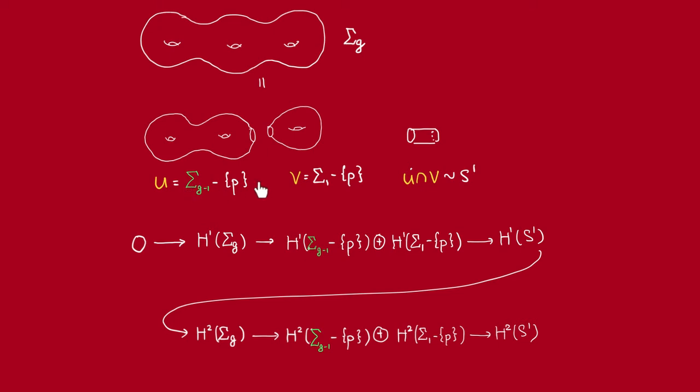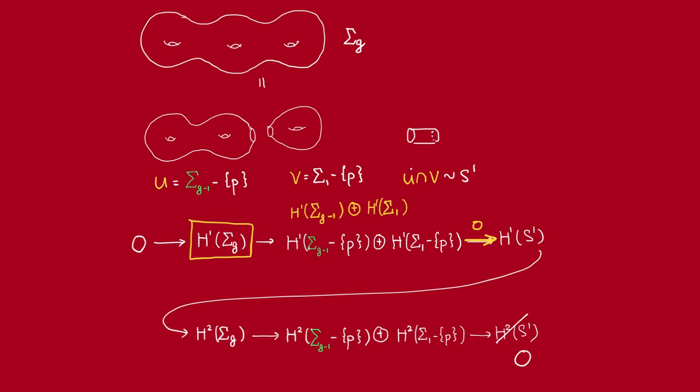Now because U, V, and U intersect with V are all connected, we can start the long exact sequence at H1. So we have the following exact sequence, and we know that this is 0. Now our plan will be as follows. There are two main things that we want to show. The first thing is that this map here is gonna be 0. So that we have that this H1 here is gonna be isomorphic to this.